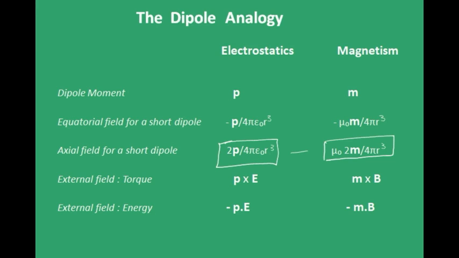Just here you have p and here you have m, the magnetic moment, and here you have 1 by epsilon naught and here you have mu naught as the constant. Does this work for all these formulas? Yes, it does. Wherever you have p, write m, and wherever you have 1 by epsilon naught, replace it with mu naught, and wherever you have electric field E, you write magnetic field B. That's it. You can write all these formulas just by taking a look at this set of formulas.